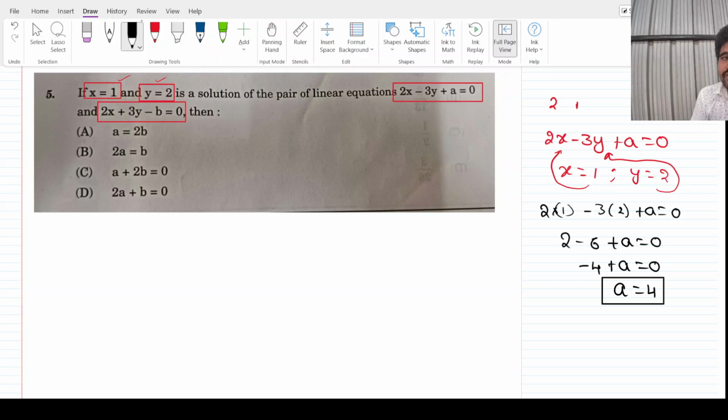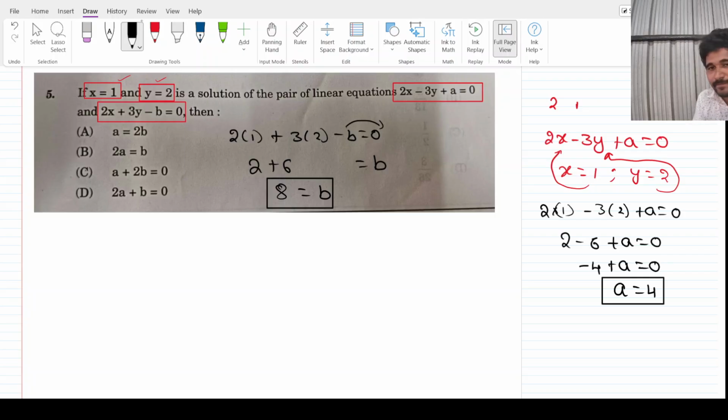Same way, you have to substitute x as 1, y as 2 in this equation. 2 into 1 plus 3 into 2 minus b equal to 0. Send minus b to this side, it will become plus b. 2 plus 6, 8 is equal to b. So, he asked for the relation between a and b. Observe carefully. A is equal to 4, B is equal to 8. Can I tell B is equal to 2 times A?